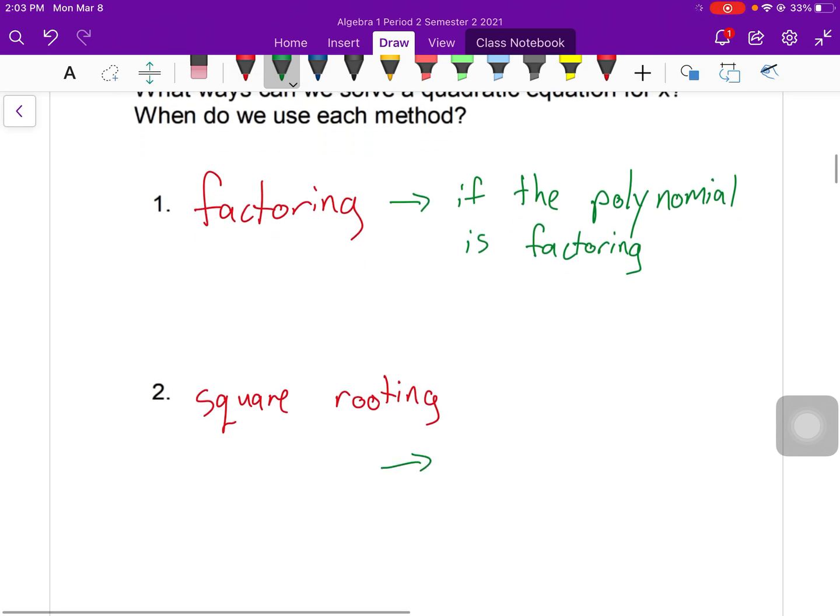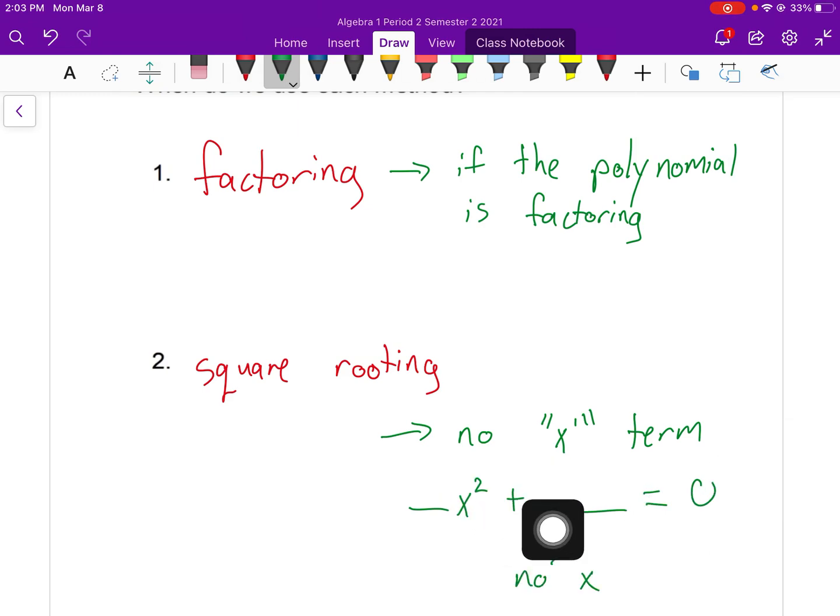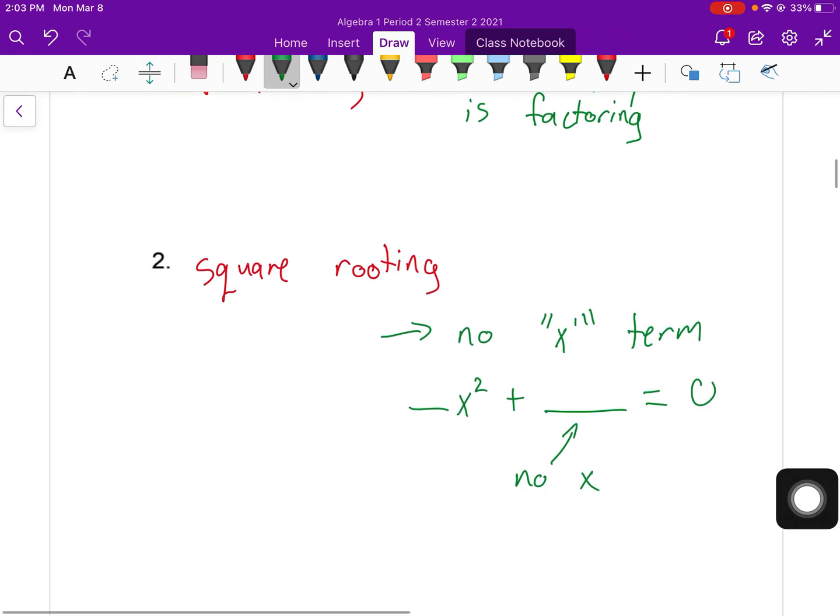In the square rooting, it's possible you'd factor something out first, like factor out a GCF, but we're going to have no x to the first power term. So we're going to have something x squared, plus something equals 0. But no x here. Because in that case, we'll just move that number over. We'll have x squared equals something, and we'll take the square root of both sides.